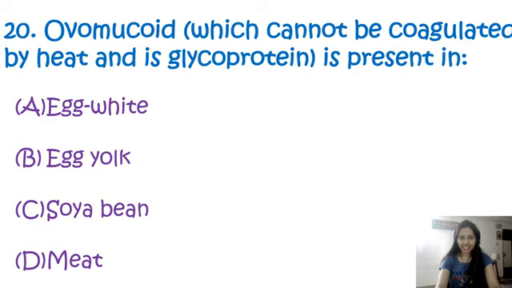Question number 20. Ovomucoid, which cannot be coagulated by heat and is a glycoprotein, is present in: egg white, egg yolk, soya bean or meat. Correct option is number A, that is egg white.